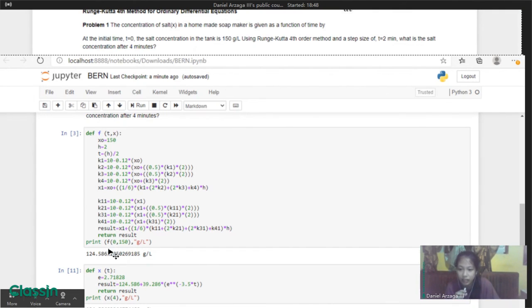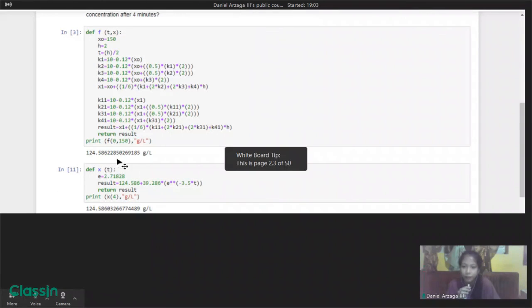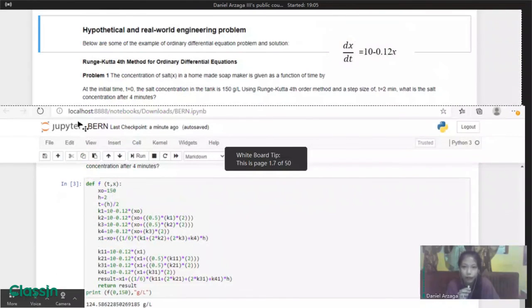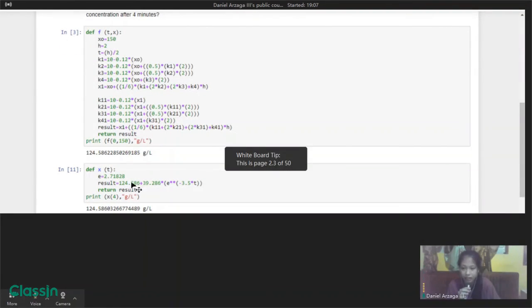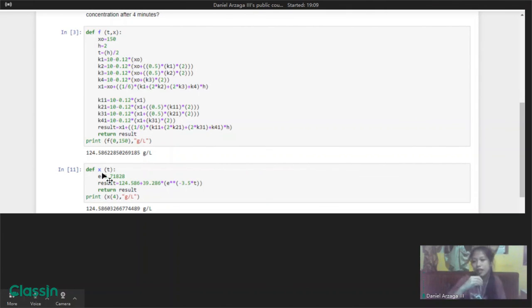Ang magiging result kapag run mo yung Python is 124.586 gallon per liter. Para malaman mo yung concentration niya after 4 minutes, just use this formula. e is equal to 2.71828.